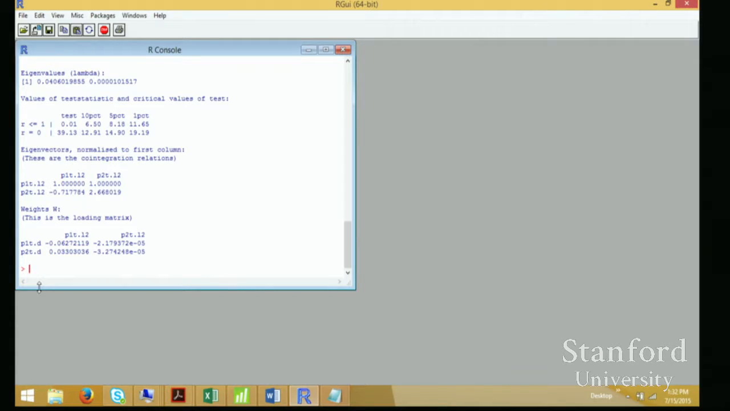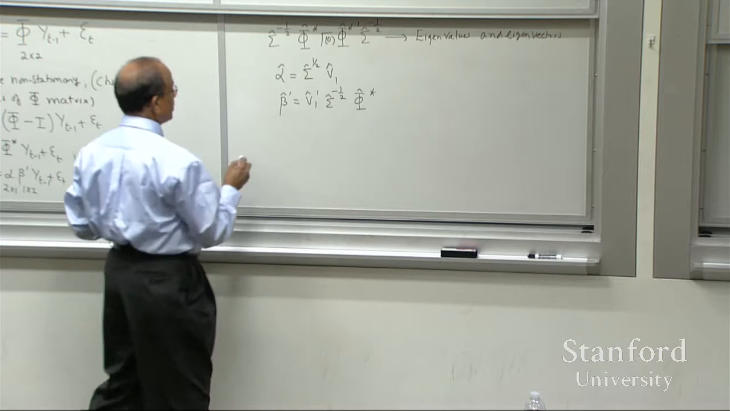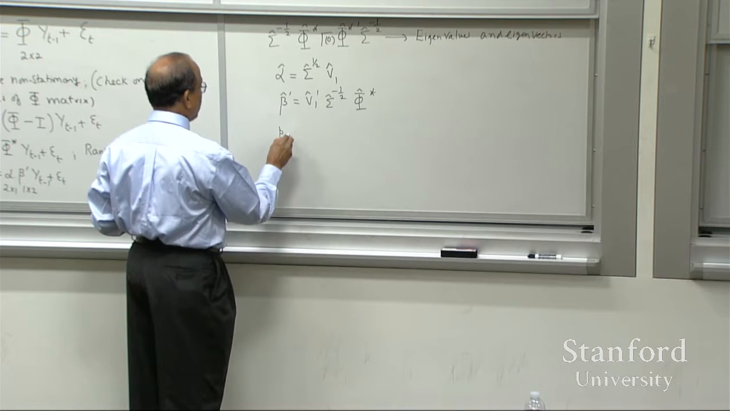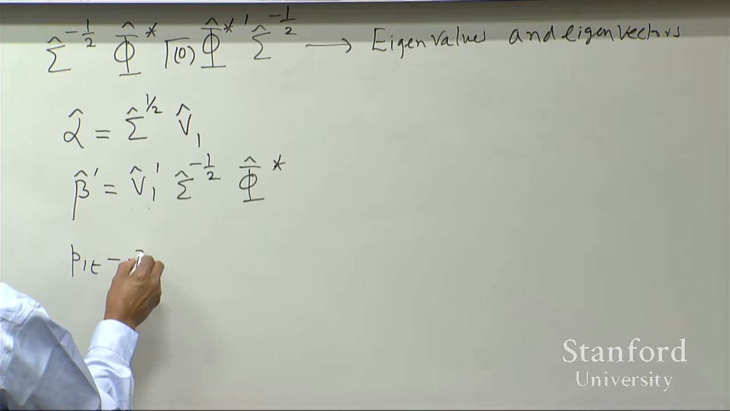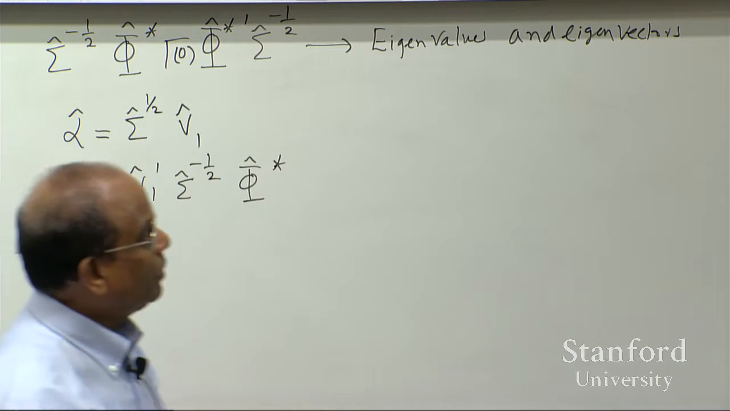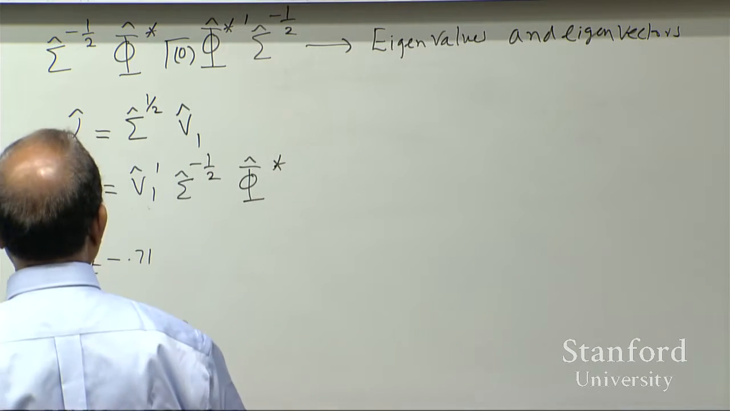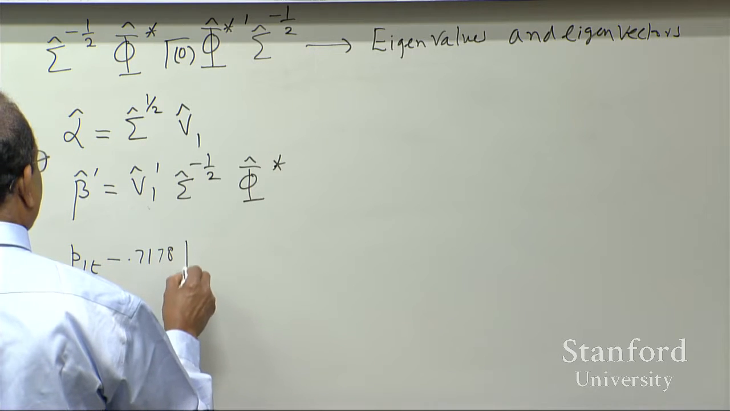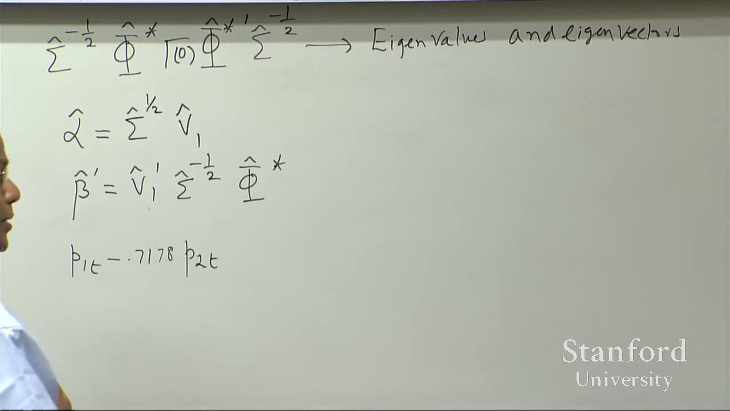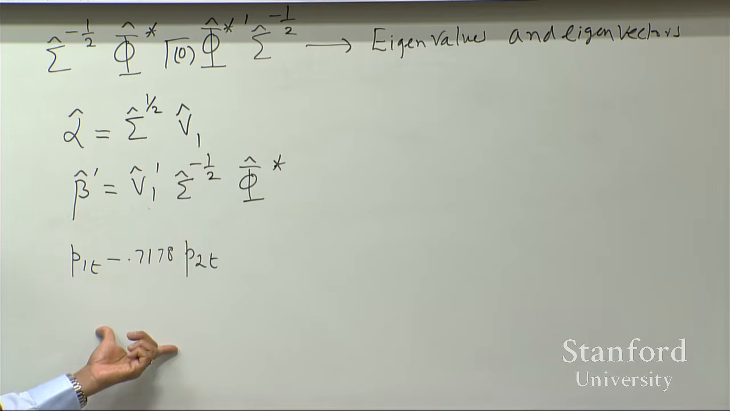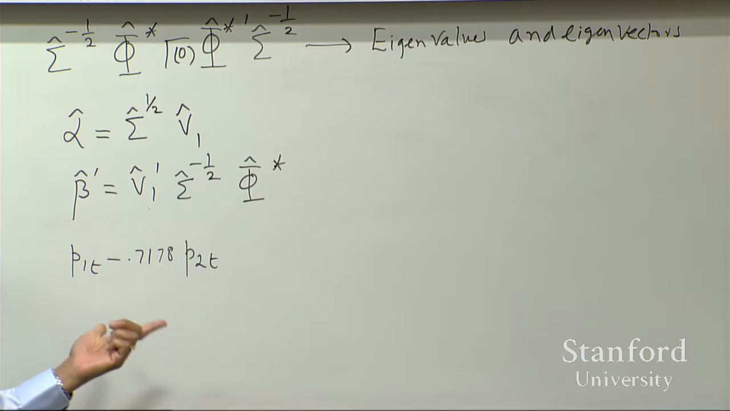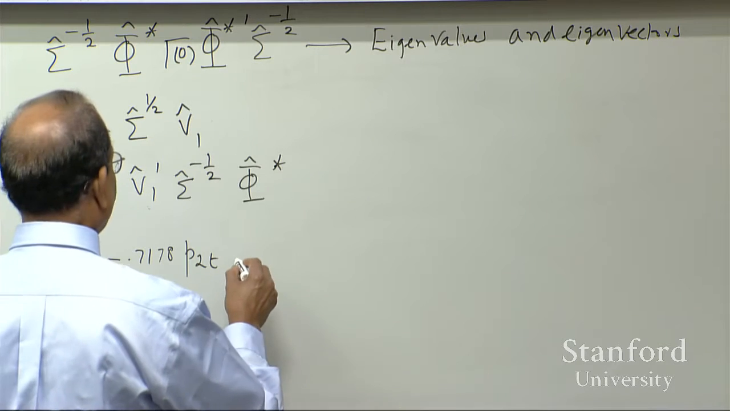Okay. So essentially this beta prime that we are talking about here, beta prime yt minus 1, essentially says that this is supposed to be P1t minus 0.7177 or 78 P2t. So that is the combination they say that should be used. Okay. So what is the idea behind that combination? This combination is going to be a stationary combination. That's the main idea. Okay. So this is supposed to be stationary.